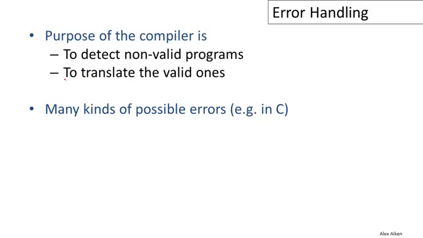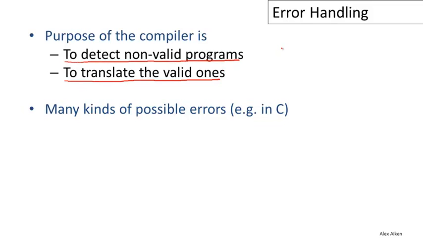The first is to translate valid programs. That is, if it gets a program from a programmer that is correct, is a valid program, it needs to produce correct code for that program. Now, distinct from that task is the job of giving good feedback for erroneous programs and even just detecting the invalid programs. So we don't want to compile any program that isn't a valid program in the programming language.